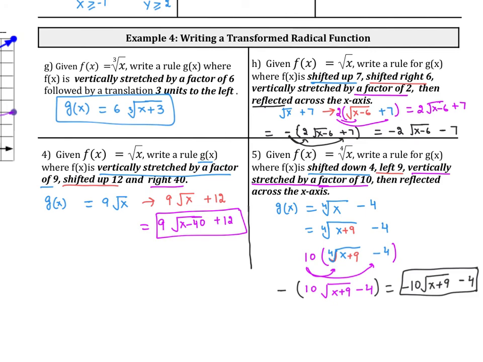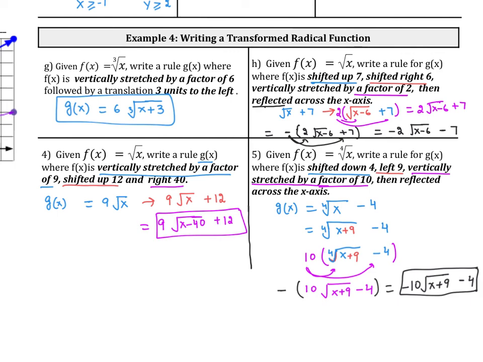For number 4, you're going to write a g(x) where f(x) is vertically stretched by a factor of 9. So first step is times 9. Shifted up 12 units, so plus 12 on the outside of the function, and then right 40. Right 40 means that you have to subtract 40 inside the function. So 9 times square root of x minus 40 plus 12.